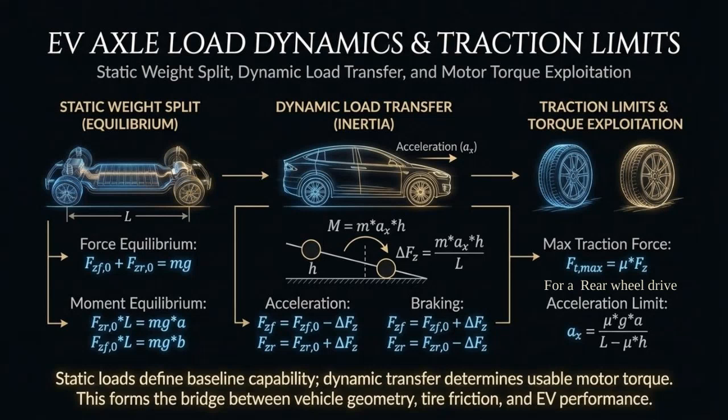The normal forces at the tires, both static and dynamic, set the absolute limits for traction, braking, torque delivery, and overall energy efficiency. In electric vehicles, where motor torque is available instantly, predicting these forces is essential for safety, performance, and control. The approach begins from first principles. Static weight distribution is derived using basic force and moment equilibrium. Then, longitudinal acceleration and braking introduce inertia forces that redistribute this load between the axles. Each step directly connects vehicle geometry and acceleration to traction limits and usable motor torque, forming a clear physical path from fundamental mechanics to real-world EV performance.